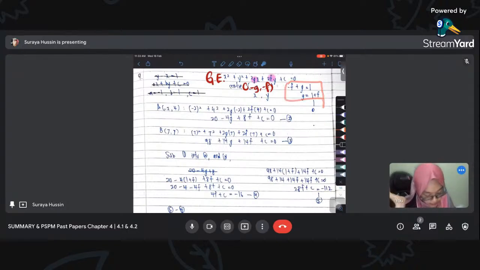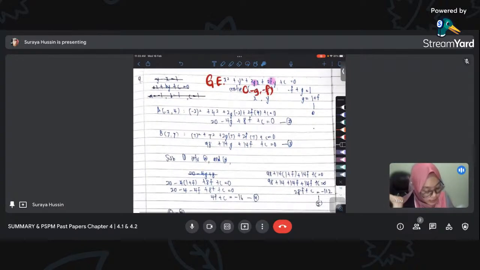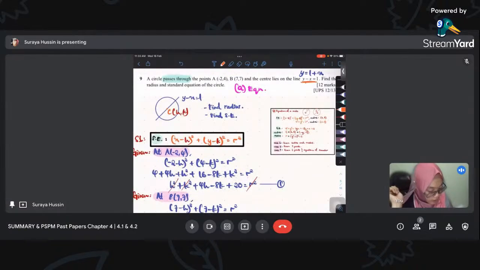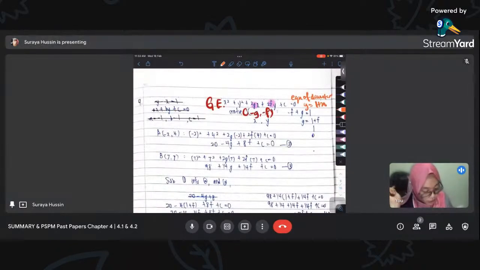Mana datang ni, Miss? Where is this coming from? This is actually the equation of diameter. The line tadi, y equals to, apa tadi? Y equals to 1 plus x. So what he did is, dia masukkan negative G, negative F dan negative G ke dalam equation ini.